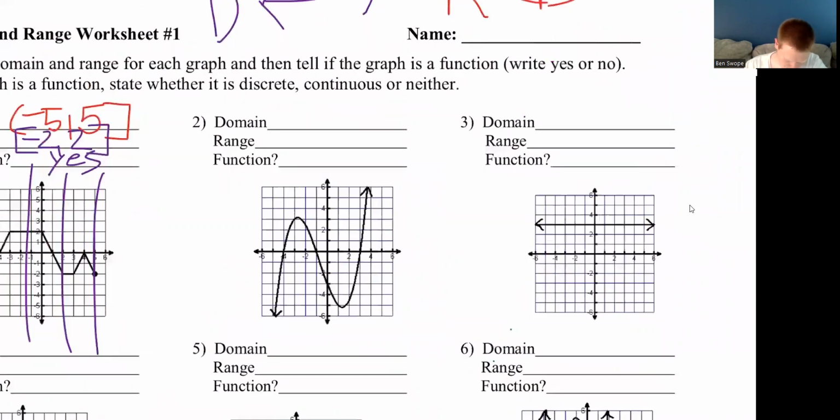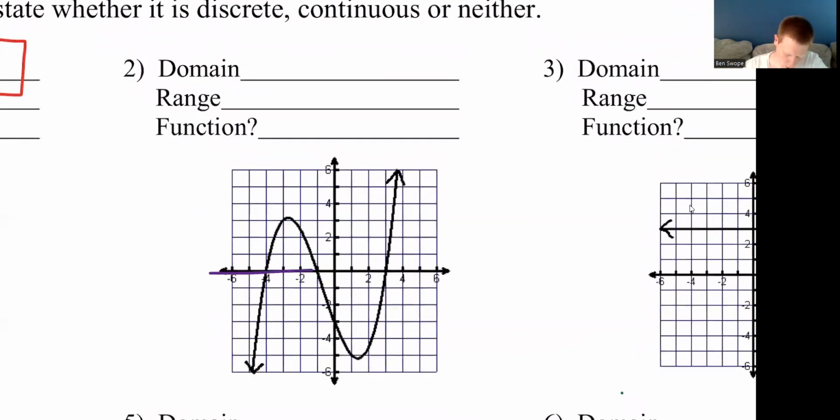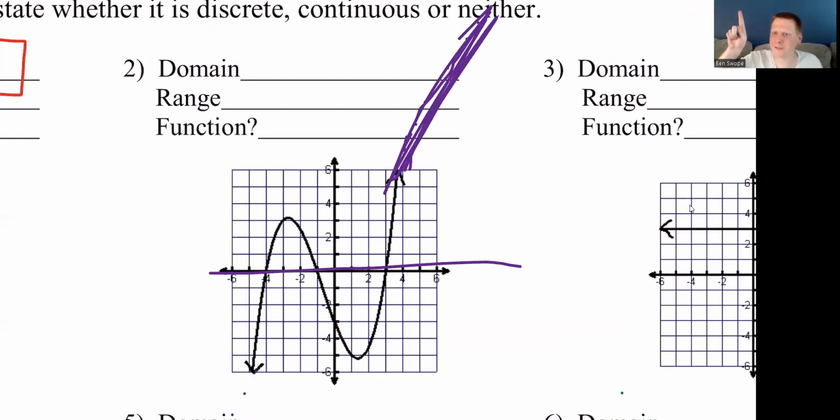Spoilers. All right, but number 2, we'll do our domain first, so left and right. This one's unique in the sense that these arrows mean it's going to keep going in that direction forever. So even though it almost looks like it's going straight up and down, this arrow up here is going to keep going towards the right. Even if it's slow, it's going to go up for an infinite amount of time.